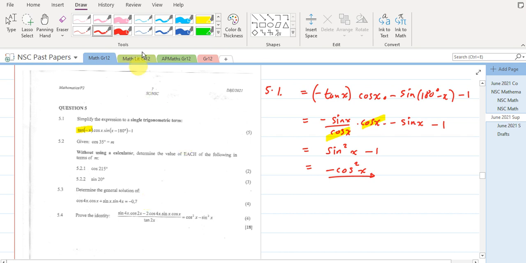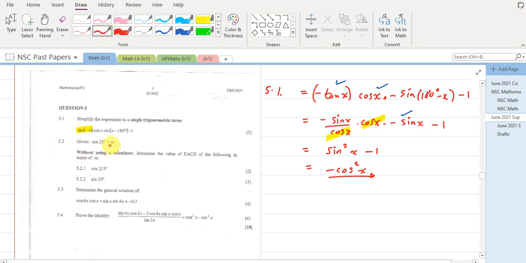Just double checking the answer. It was tan of negative x, which becomes negative tan x, then cos x. Taking out the negative angle, 180 minus x is in the second quadrant, so negative sine x, then we have the minus 1 as it is. The cos's cancel out, the negatives cancel out, sine squared x minus 1, which is negative cos squared x, by the identity. Perfect. Let's look at question 5.2.